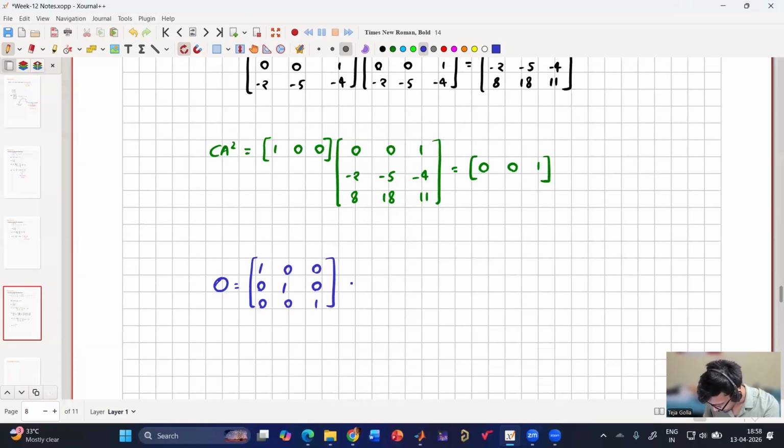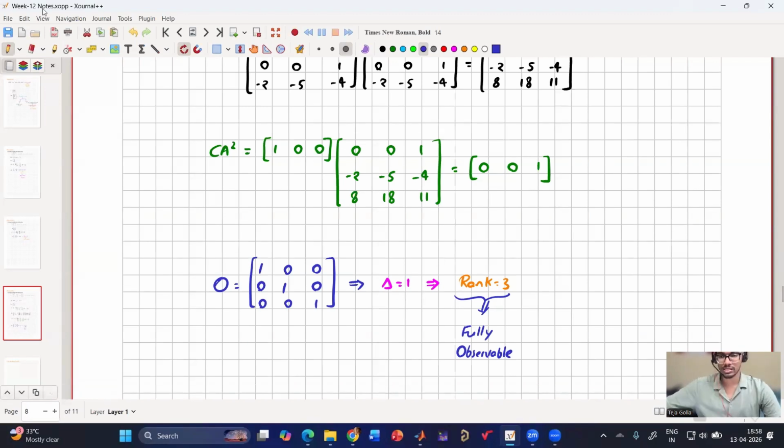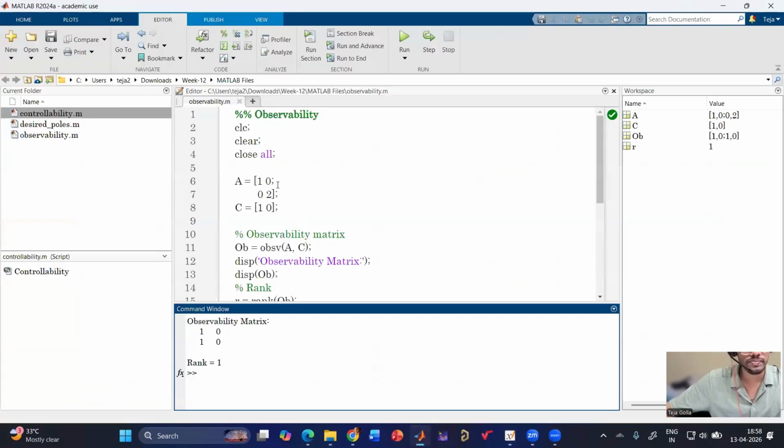So the determinant is 1. We know that this implies the rank is 3. So it is fully observable. The entire system is fully observable. But let us again cross-check the same using MATLAB.